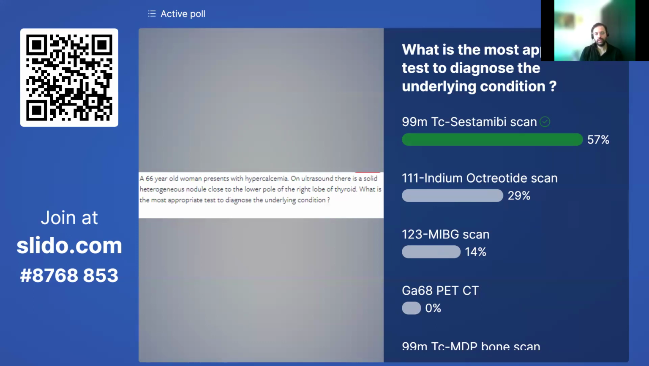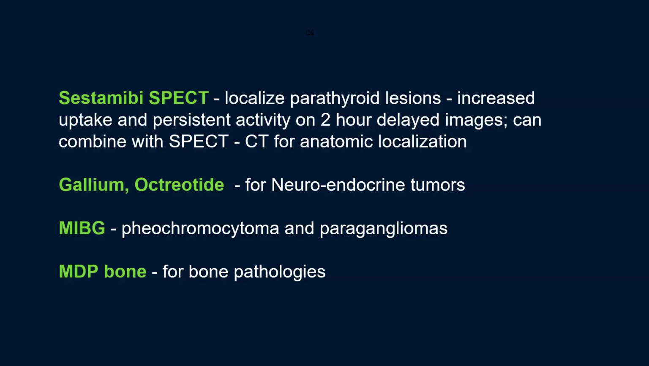So an elderly lady having hypercalcemia and a nodule close to the lower pole of the right lobe of the thyroid. So obviously we are going to do a systemic parathyroid scan, because the suspicion is a parathyroid adenoma, right? This is basically done to localize the parathyroid pathology. We are lucky in this patient because the exam has mentioned that there is a nodule close to the lower pole of the thyroid.